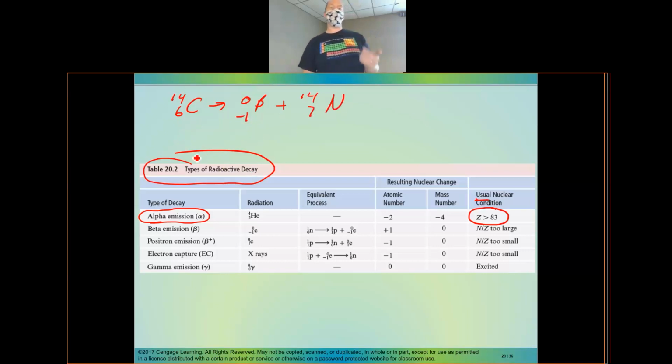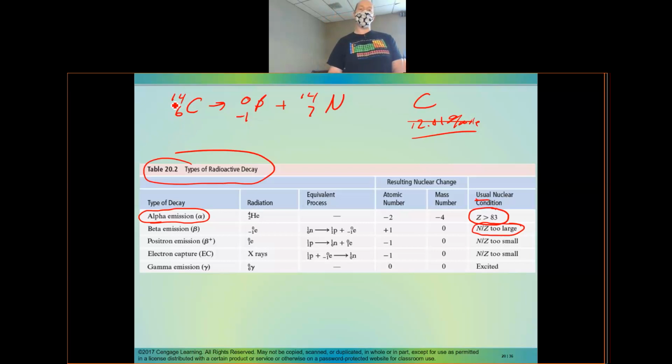All right, so what you have here is an N over Z too large. I'm not sure why they can't just use regular language. Your mass is too large. So if you look at the periodic table and you look at carbon, it says the mass of carbon is 12.01 grams per mole. And now you have an isotope of carbon that has a mass of 14, and that is higher than the periodic table says it should be.